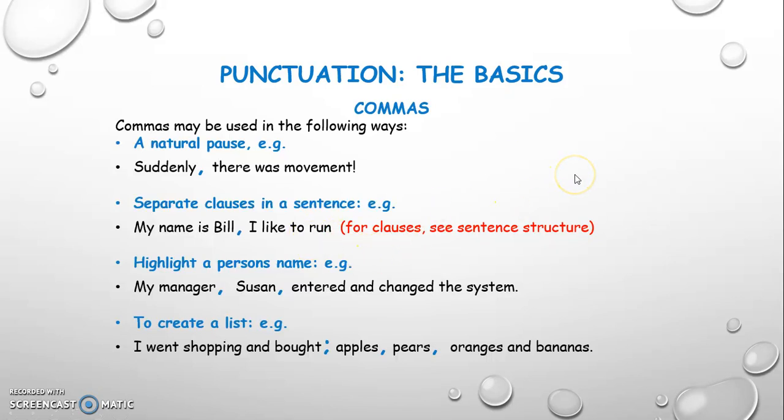Highlight a person's name. My manager, Susan, entered and changed the system. Now if you notice with this one here, Susan, if you take that information out of the sentence, it still makes sense. My manager entered and changed the system. Because you're putting that little bit of extra information in for the reader, you must put commas on either side of it. My manager, Susan, entered and changed the system. Or you can use commas to create a list. I went shopping and bought apples, pears, oranges and bananas. This just shows a slight pause in the list.